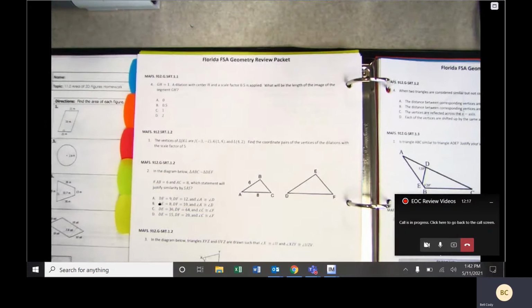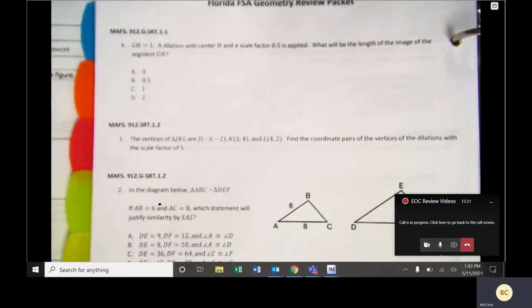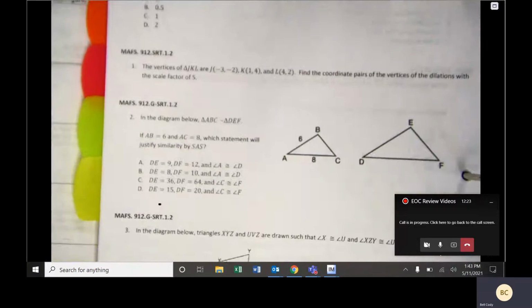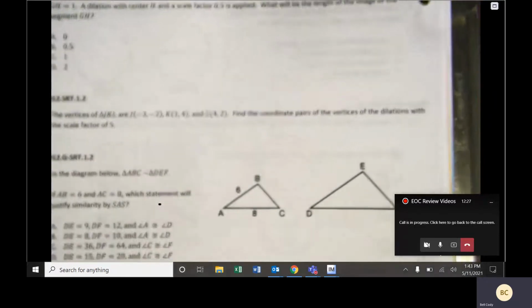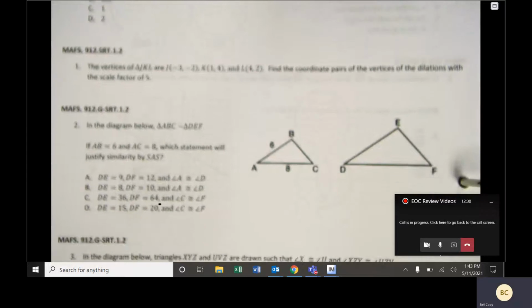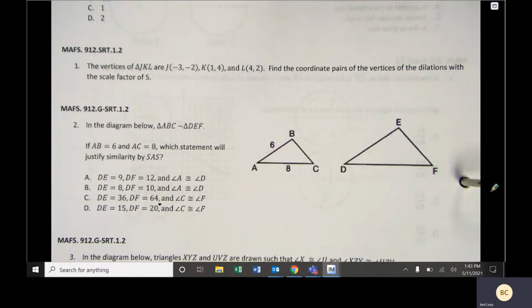So here is another review video for the similarities in right triangles. This time it is the standard 1.2. We are given the vertices of triangle JKL: J(-3, -2), K(1, 4), and L(4, 2). Find the coordinate pairs of the vertices of the dilation with a scale factor of 5.